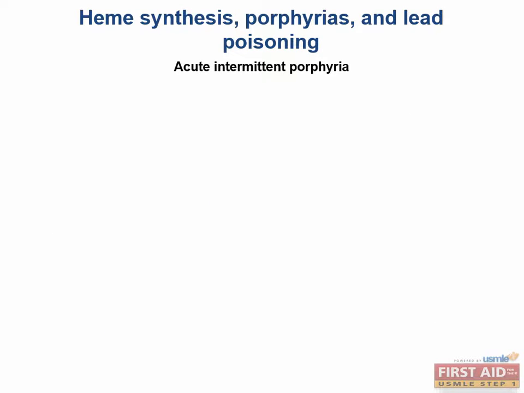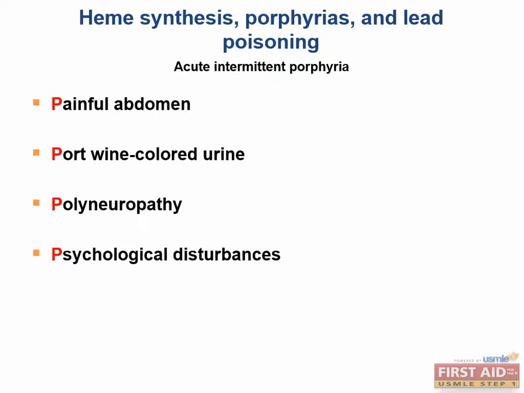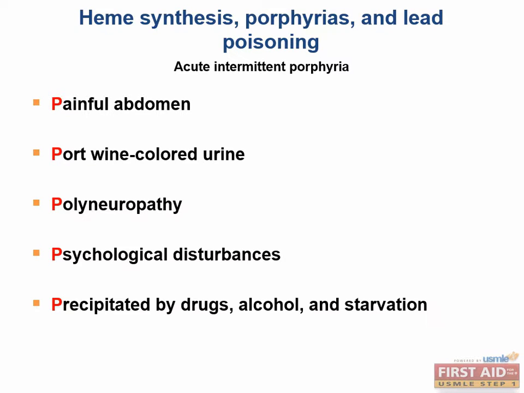Acute intermittent porphyria can be remembered by the 5 P's: painful abdomen, purple or port wine colored urine, polyneuropathy, psychological disturbances, and precipitation by drugs like barbiturates, alcohol, and starvation. One little tidbit is that porphyria is Greek for purple pigment, and the disease is named for the characteristic urine pigmentation. When we think about treatment, we should first make sure that we understand what the problem is.